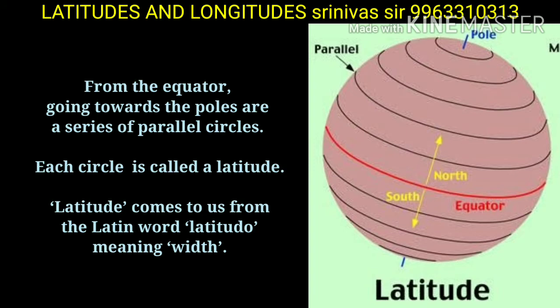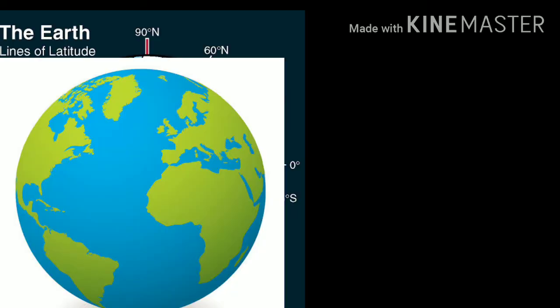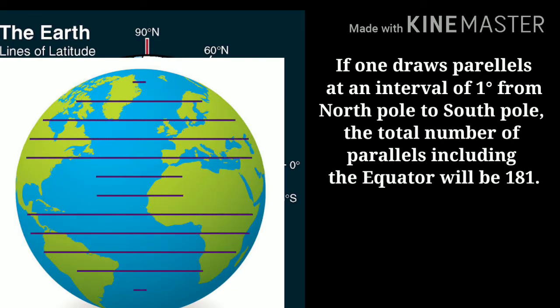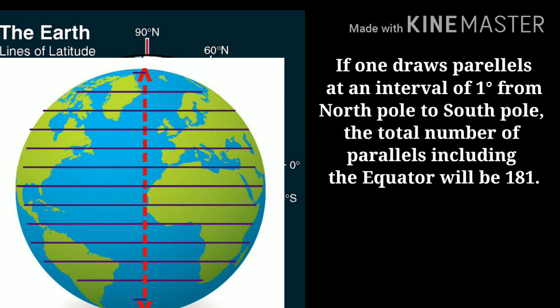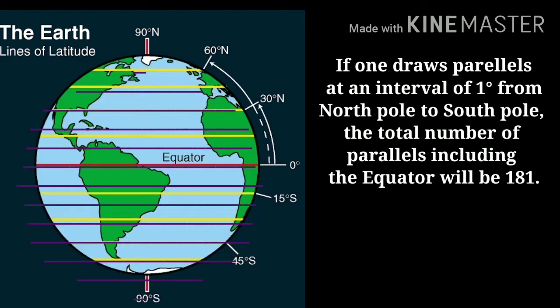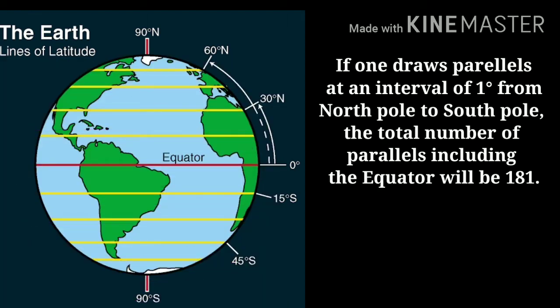From the equator, going towards the poles are a series of parallel circles. Each circle is called a latitude. Latitude comes to us from the Latin word latitudo, meaning width. If one draws parallels at an interval of 1 degree from the North Pole to South Pole, the total number of parallels including the equator will be 181.